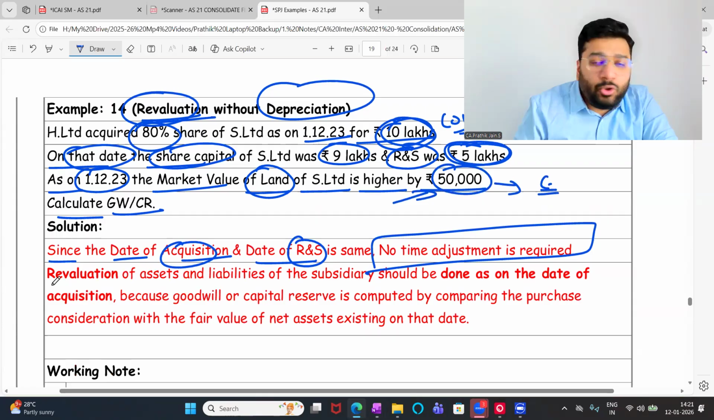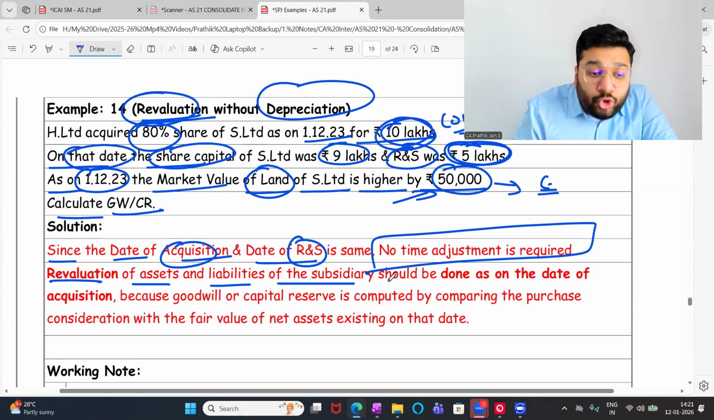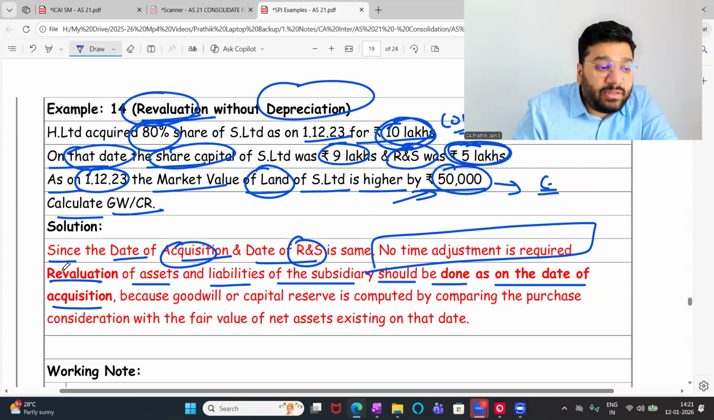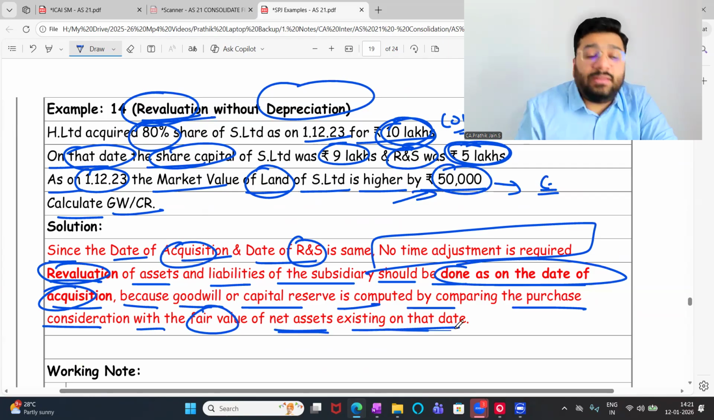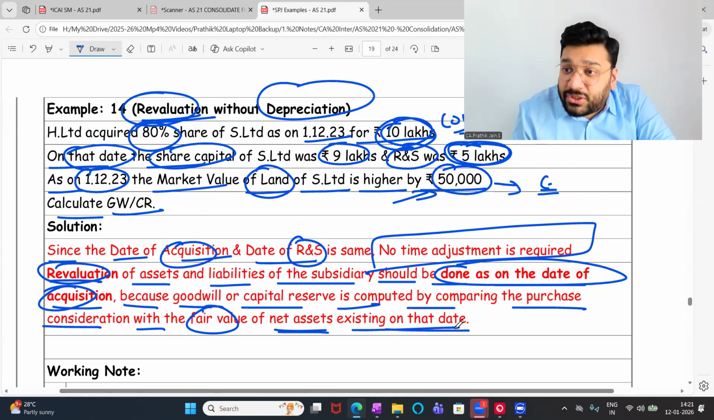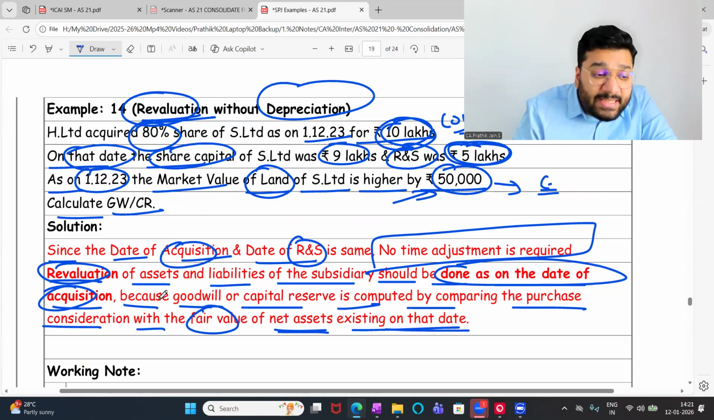Now listen to me. I have given a note also. Revaluation of assets and liabilities of the subsidiary should be done on the date of acquisition, because the goodwill or the capital reserve is computed by comparing the purchase consideration with the fair value of the net asset existing on that date. On which date? On the date of acquisition. So you always compare the purchase consideration with the fair value of the net assets.